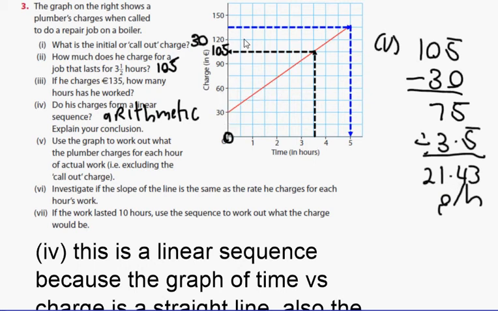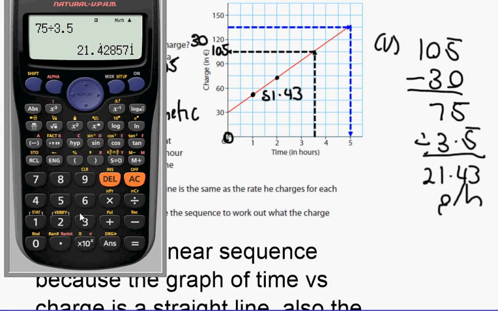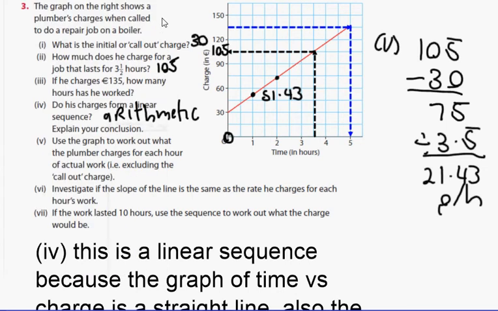What number do you think this one is here? That number there, how high do you think that is? 50-something, right? Or 40-something. But what number is that? It's 51. Can anybody tell me? 30 plus 21.43. Can anybody tell me what this number for 2 hours should be? What would be the charge for 2 hours? Multiply 21.43 by 2. That's 2 hours of work. Add on your call-out charge. And it should be €72.86. Is that around €72? Yes, it is. That's how you do it.